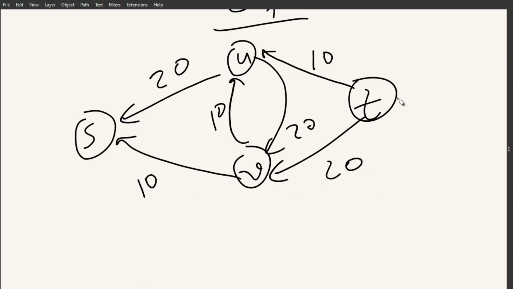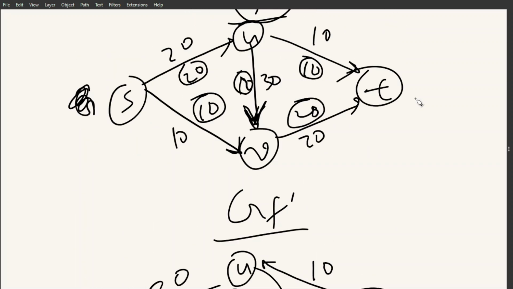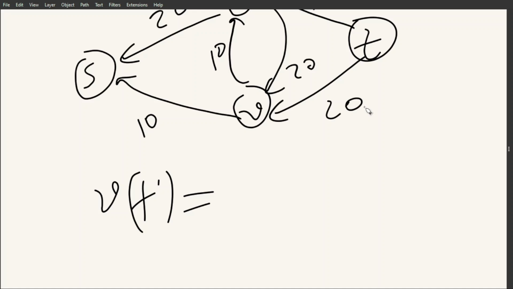Now what is the value of the new flow? So the value of F prime, we can easily see it has increased by the bottleneck. Just make a boundary along S and compute the flow out of S. So it is 20 plus 10. So the new value of flow is 20 plus 10. It has increased by the bottleneck, to 30.